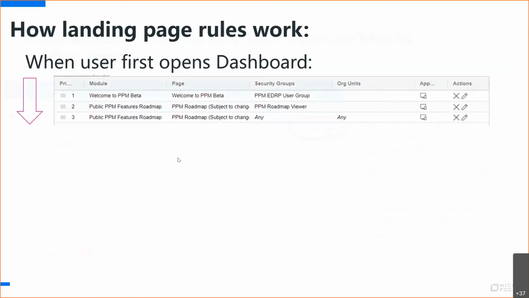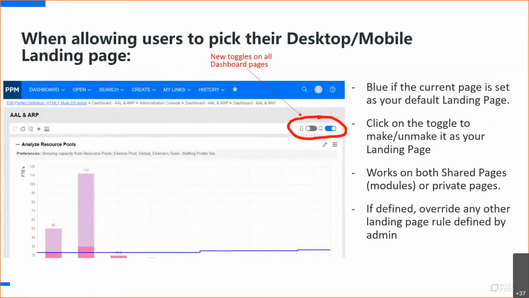In addition to that, users are also given the capability to pick their own desktop or mobile landing page. To do that, all the dashboard pages now have this icon. If you select to make this page your dashboard page, it becomes blue. If a user has selected any particular dashboard page as their own landing page, then it overrides any other landing page rule that is defined by the PPM admin.